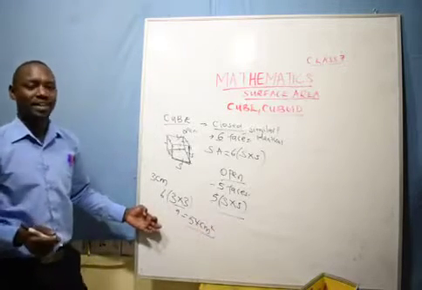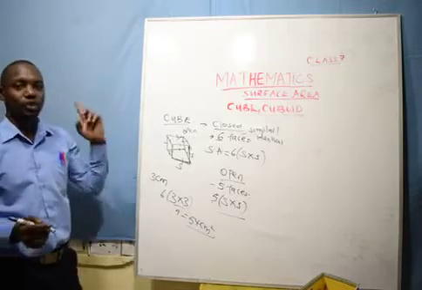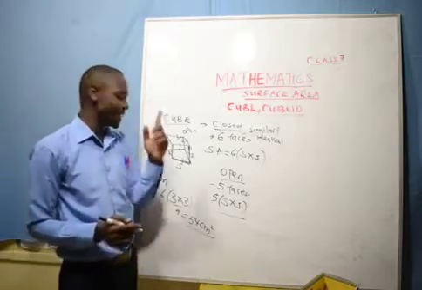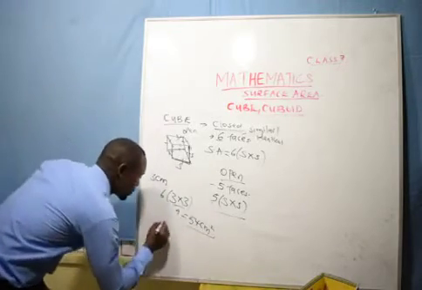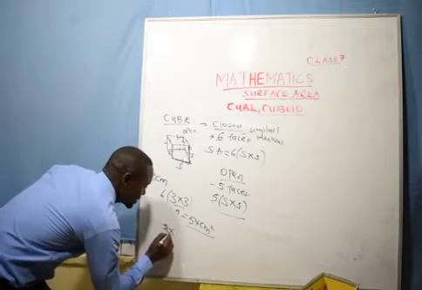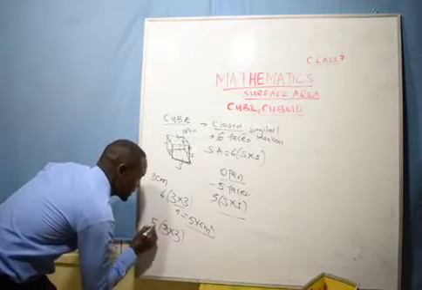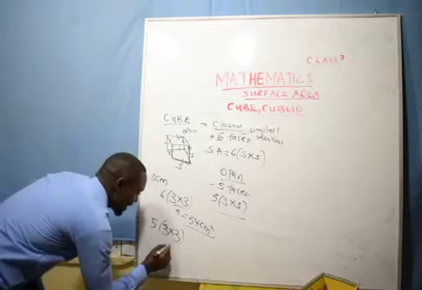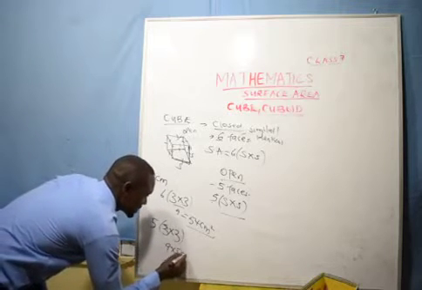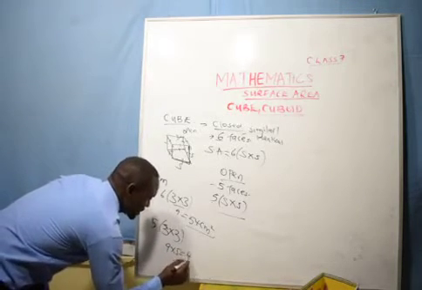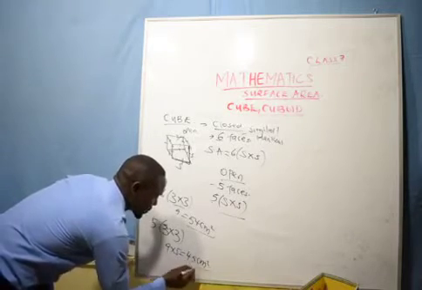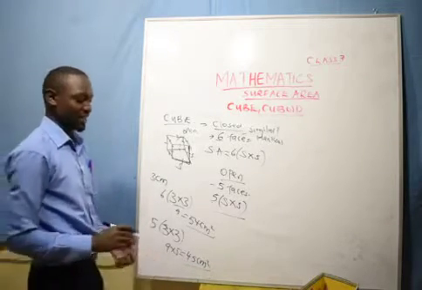When it is open, the same cube, it means one face is missing. So the surface area will be 9 times the number of faces, which is 5. So this will be 9 times 5, which is 45 centimeters squared. That is in case of an open cube.